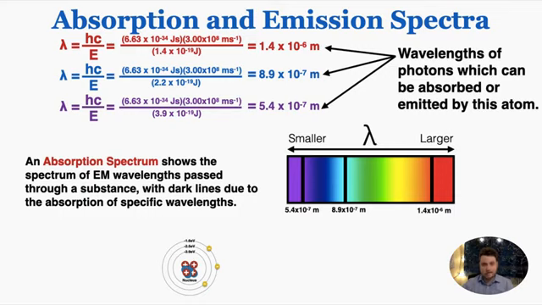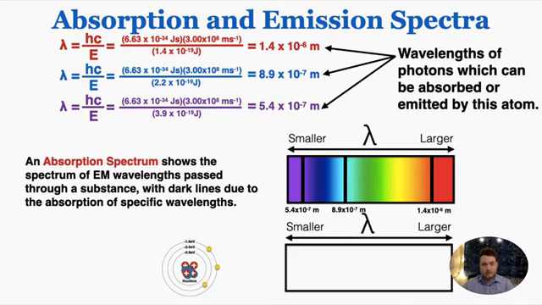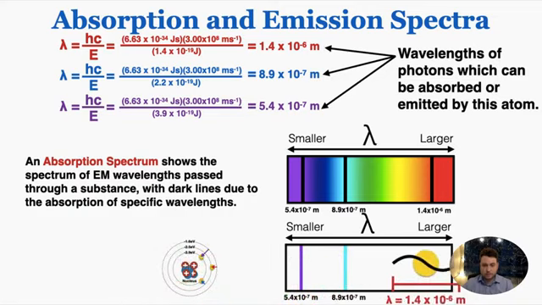We can now imagine that we have atoms of the same element, and this time we can place them in total darkness, and see if we can measure any of the photons being emitted by the element. So I know that if electrons in this element were to lose energy, they could emit a photon of 5.4 times 10 to the negative 7th meters, and a photon of 8.9 times 10 to the negative 7th meters, and a photon of 1.4 times 10 to the negative 6th meters.